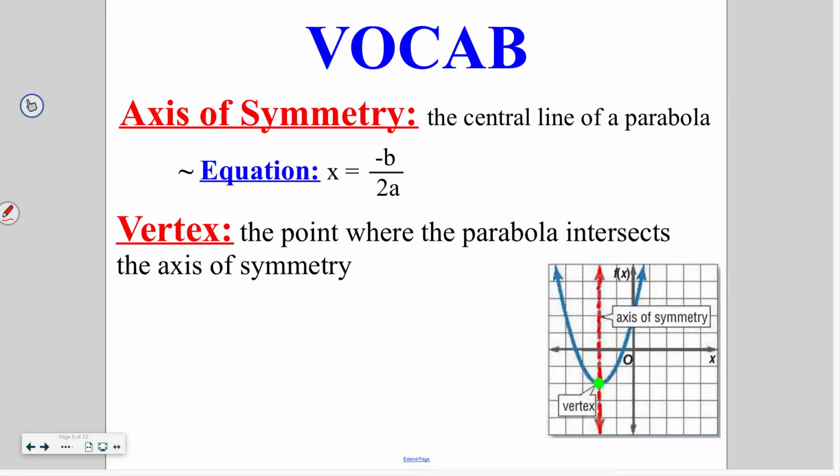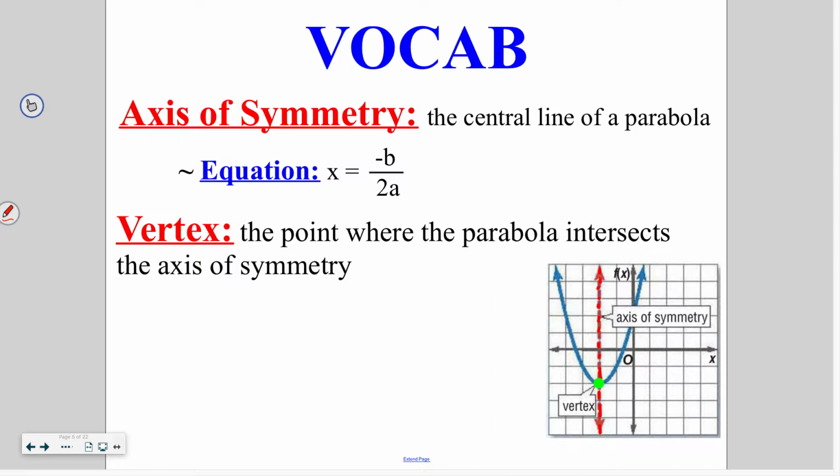Other vocab that we have here is the axis of symmetry. So that's the central line in the parabola. If you notice back on that last slide and both in this graph down here, parabolas are symmetrical, meaning if we folded them in half, the two sides would line up. The line that we are folding on is that axis of symmetry, and the equation to find that is x is equal to negative b over 2 times a.